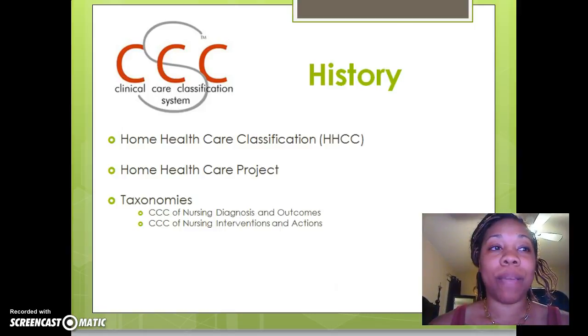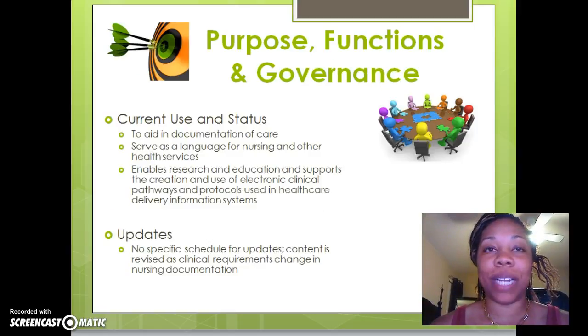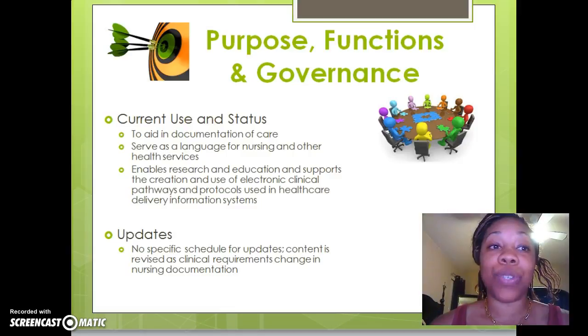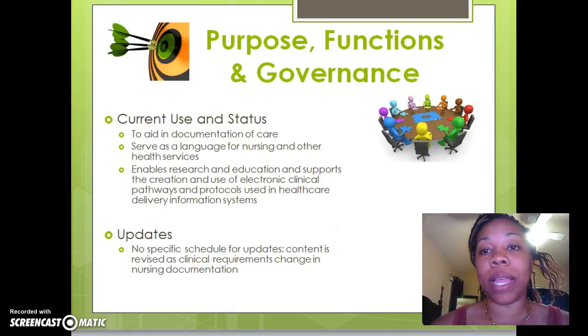So the purpose, functions, and governance. Let's talk about the current use and status. The current use and status is to aid in documentation of care, to serve as a language for nursing and other health services, which include physical, occupational, and speech therapy, medical social worker, and home health aide. And it's because the data capture is enabled at the point of care.